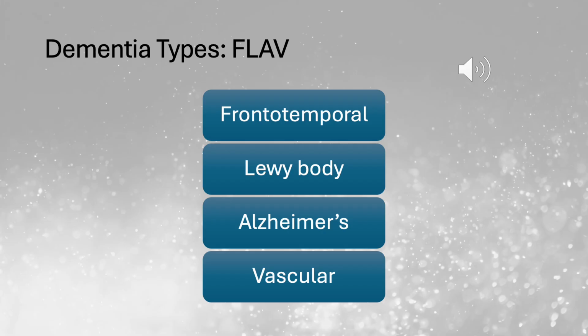Then Lewy bodies in the brain, they can have Parkinsonian-like symptoms and memory loss. People with Alzheimer's, that's probably what you're most familiar with. That usually occurs due to increased age, and they have amyloid plaques in the brain. And then people with vascular problems, like people with long-standing hypertension, people with high cholesterol, people that have had a stroke in the past. So this is just kind of the different types you can have.